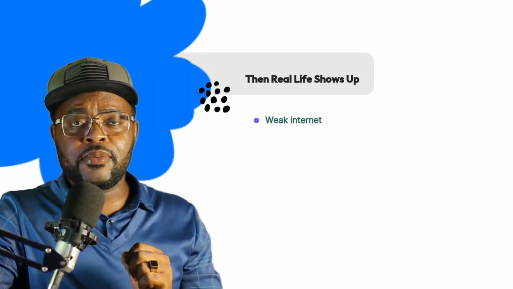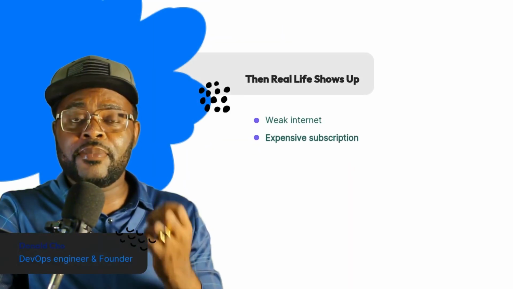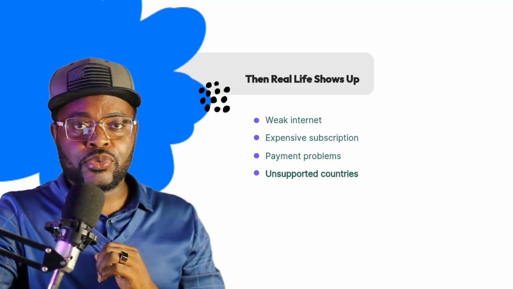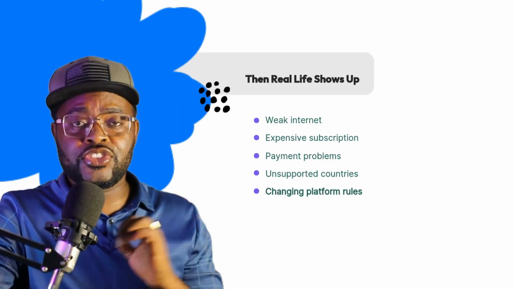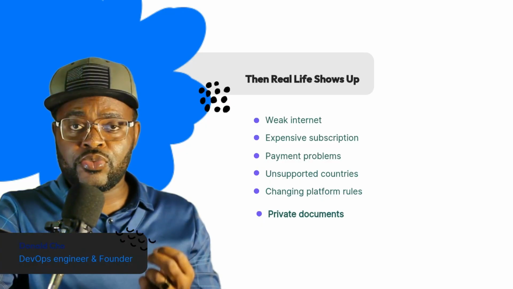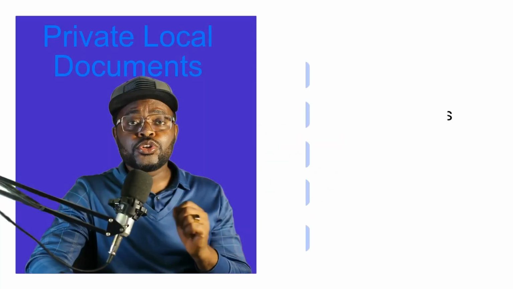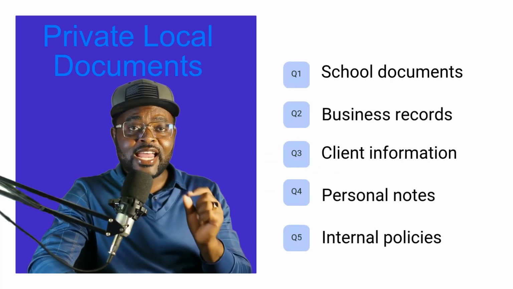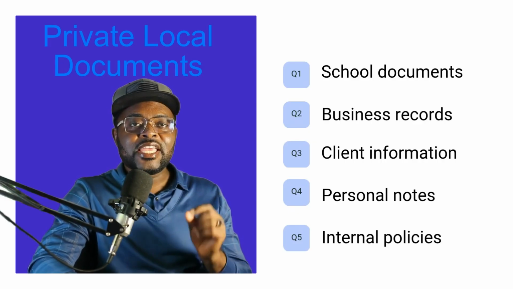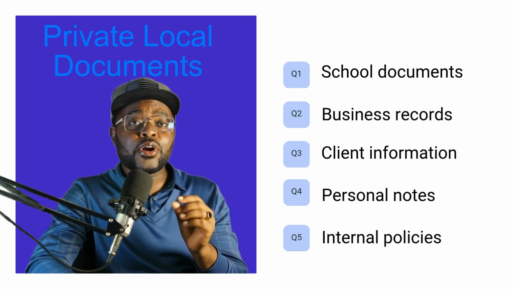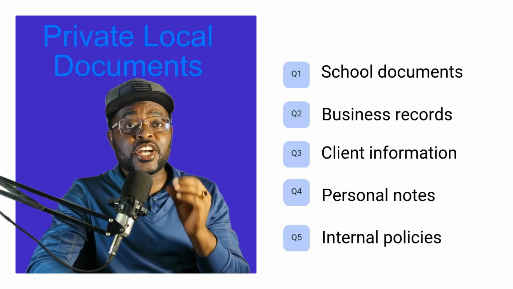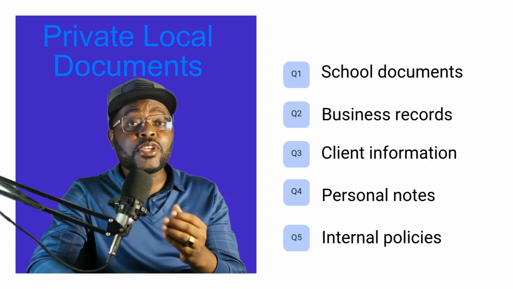But then real life shows up. Your internet becomes weak. The subscription becomes expensive. Your card does not work. Your country is not supported. The platform changes its rules. Or maybe the files you want to use are private. School documents, business records, client information, personal notes, internal policies. At that point, AI is no longer just a fun tool. It becomes something you depend on.